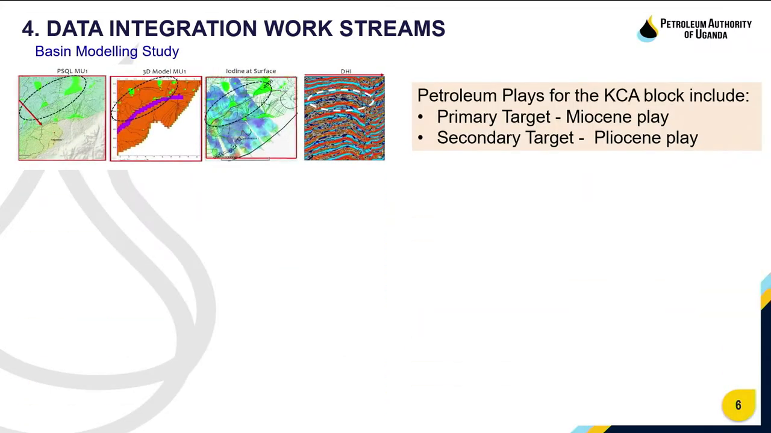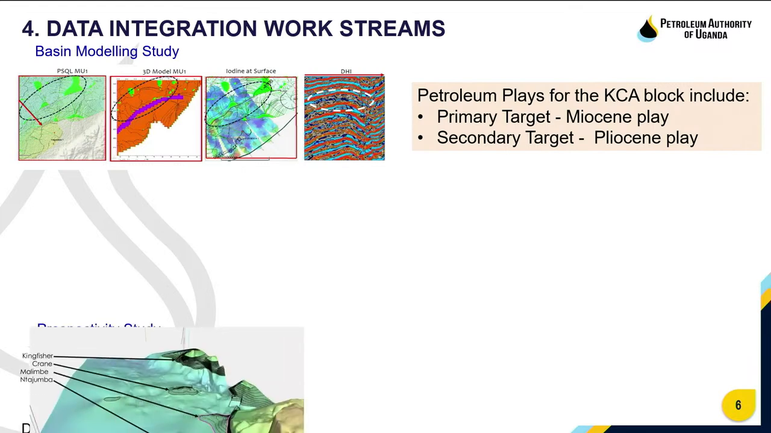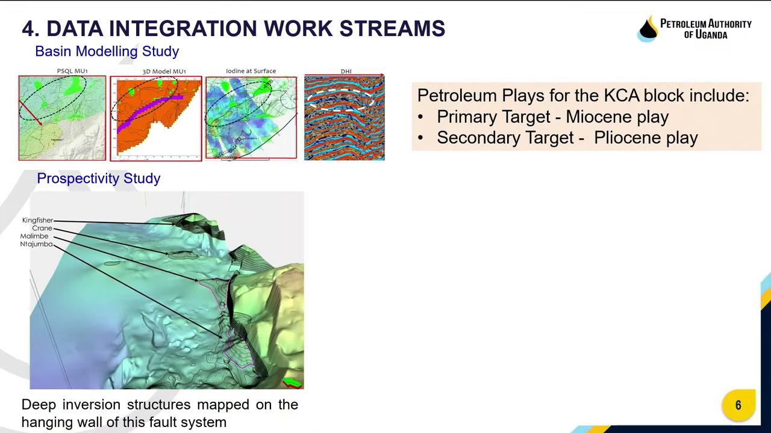Moving on, the company went ahead to take this kind of technique and apply it in their basin modeling, where they were able to identify petroleum plays for the KCA, their primary target being the Miocene play and the secondary being the Pliocene play. The same technique was also used to identify deep inversion structures mapped on the hanging wall of this fault system. As you will see, you have the hanging wall there and you have the Interjumba, Malimbe, the Crane, and all these are structures that were identified as the company conducted seismic surveys.